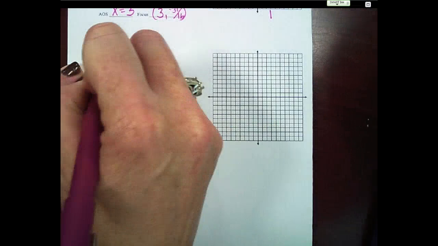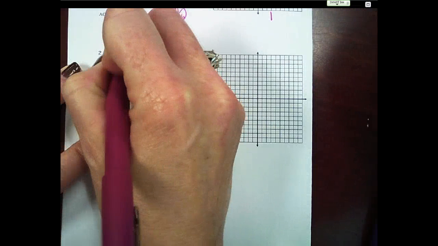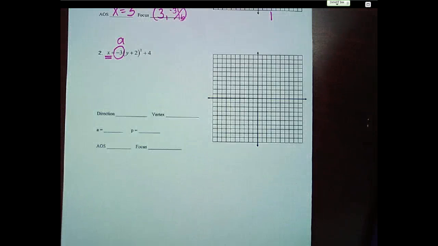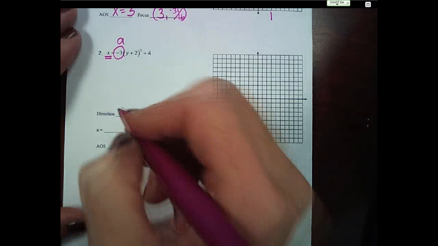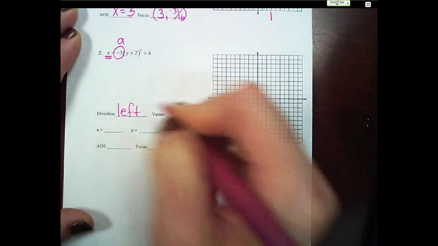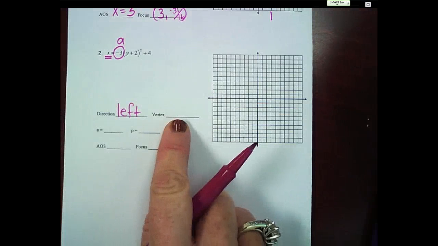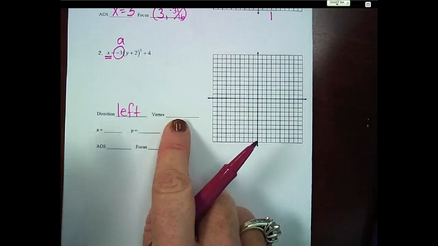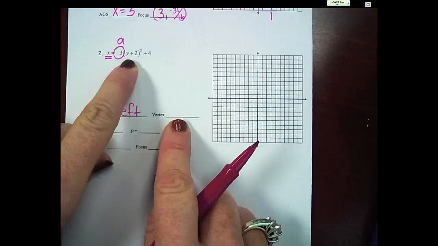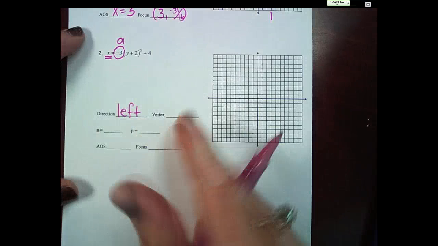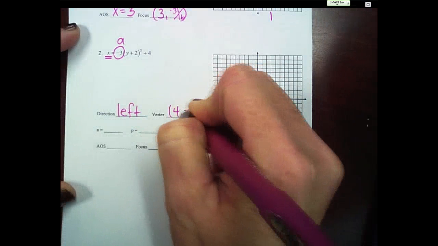Number 2. This is an x equals, guys, and a is -3. So if it's an x equals, we know it opens left and right, and it's a negative. So which direction is it going to open? Left. Okay, its vertex is what's going to throw you off. You may want to guess the vertex. Good job. This is with y. It's 4, -2. Be careful. Okay? The vertex is 4, -2.